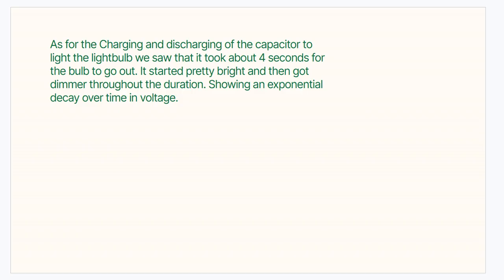As for the charging and discharging of the capacitor, we saw it took about 4 seconds for the bulb to go out. Then it started to get pretty bright, and then got dimmer throughout the duration. This shows an exponential decay over time, showing time dependence in an RC circuit.